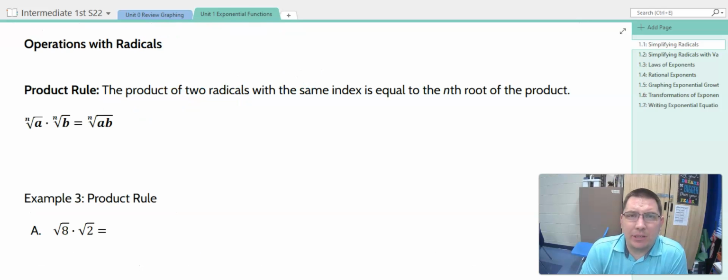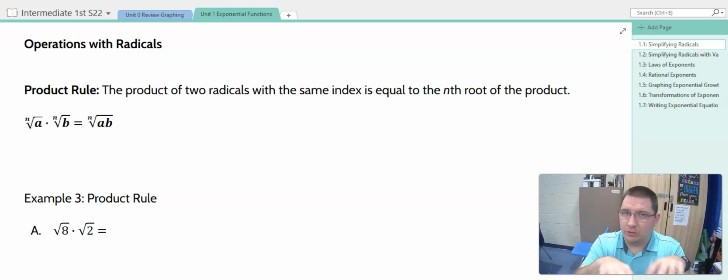So we've seen how we can simplify radicals, but we also have some operations that we can do with radicals. And so we're going to look at the product rule and the quotient rule. And one warning I want to put out right now, you cannot add radicals together. So I can't take like the square root of 2 and add it to the square root of 3. And I can't subtract radicals together. You cannot do it without some other stuff. But you can't do it.